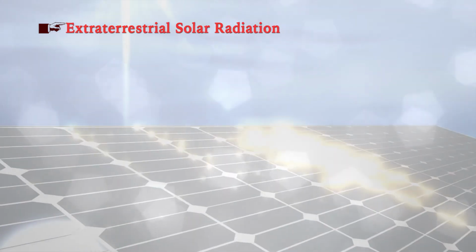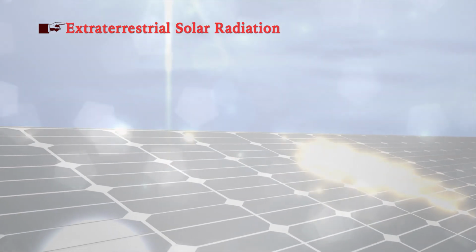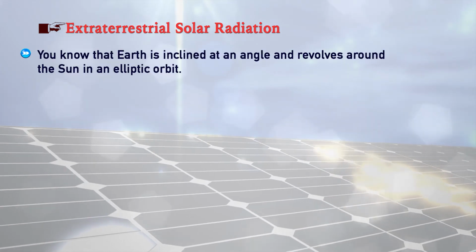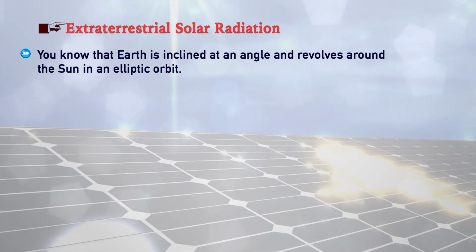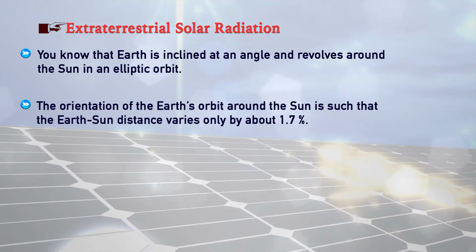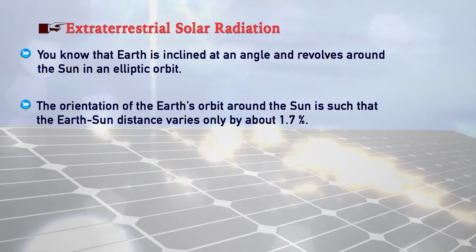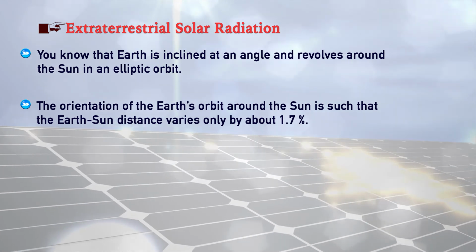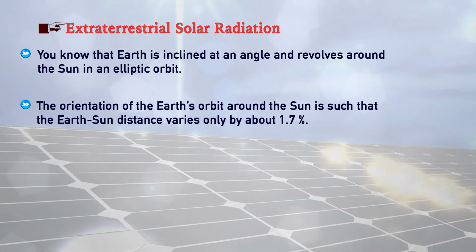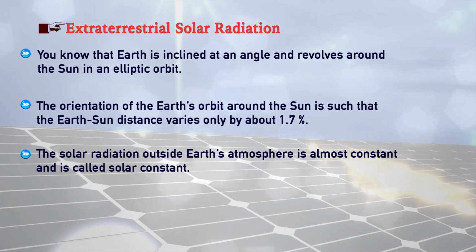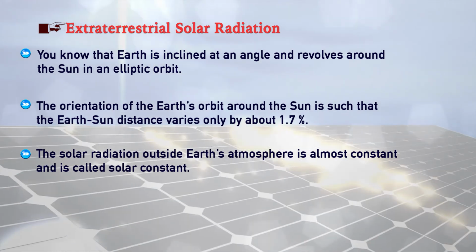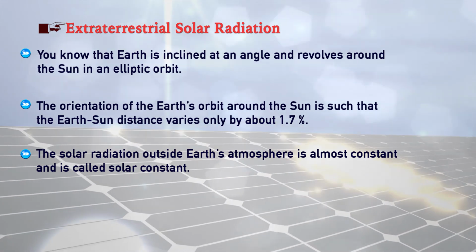Now we have to see what extraterrestrial solar radiation is. You know that the earth is inclined at an angle and revolves around the sun in an elliptical orbit. The orientation of the earth's orbit around the sun is such that the earth-sun distance varies only by about 1.7%. The solar radiation outside the earth's atmosphere is almost constant and is called the solar constant.